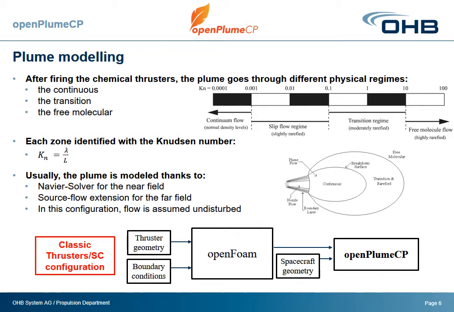Basically, we use a Navier-Stokes solver in the near field, and then we have an extrapolation of the far field based on the source flow method. In this configuration, as I said earlier, the flow is supposed to be undisturbed, and you see in this part the CFD part, where OpenFOAM takes as inputs the thruster geometry and different boundary conditions like the chamber pressure, combustion pressure, and combustion temperature, etc. Then at the end, we take into account the spacecraft geometry and the overall OpenPlume CP extrapolation to the far field. And this I think you are familiar with. You have the plume with the nozzle flow, a boundary layer, a continuum part, a rarefied part, and the free molecular part.